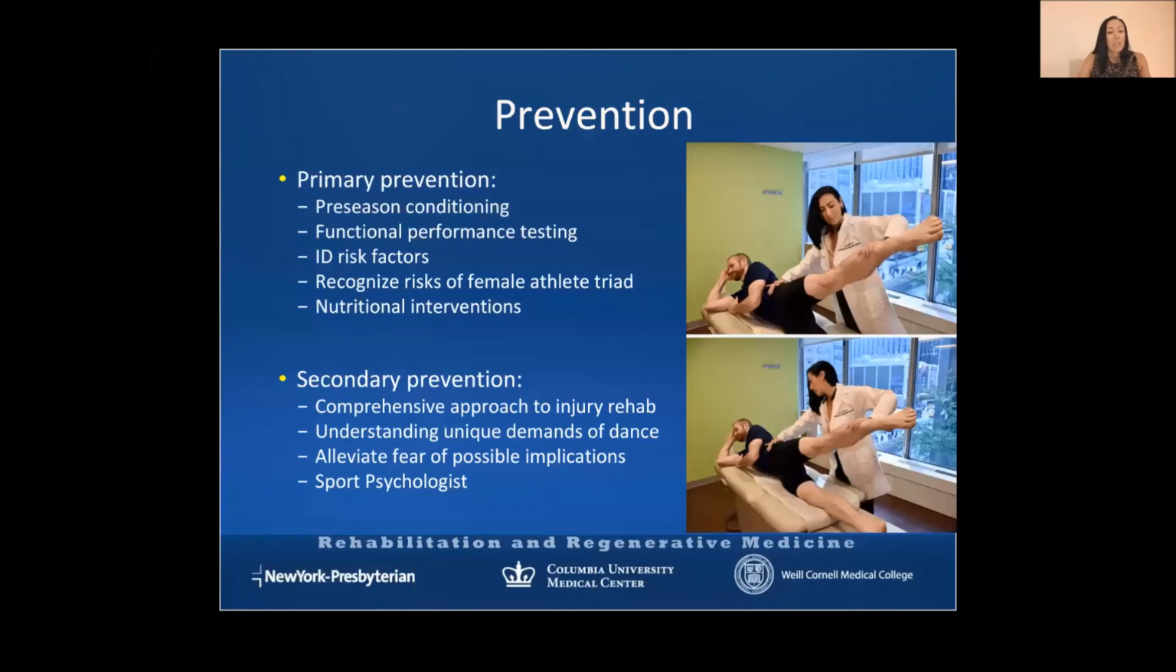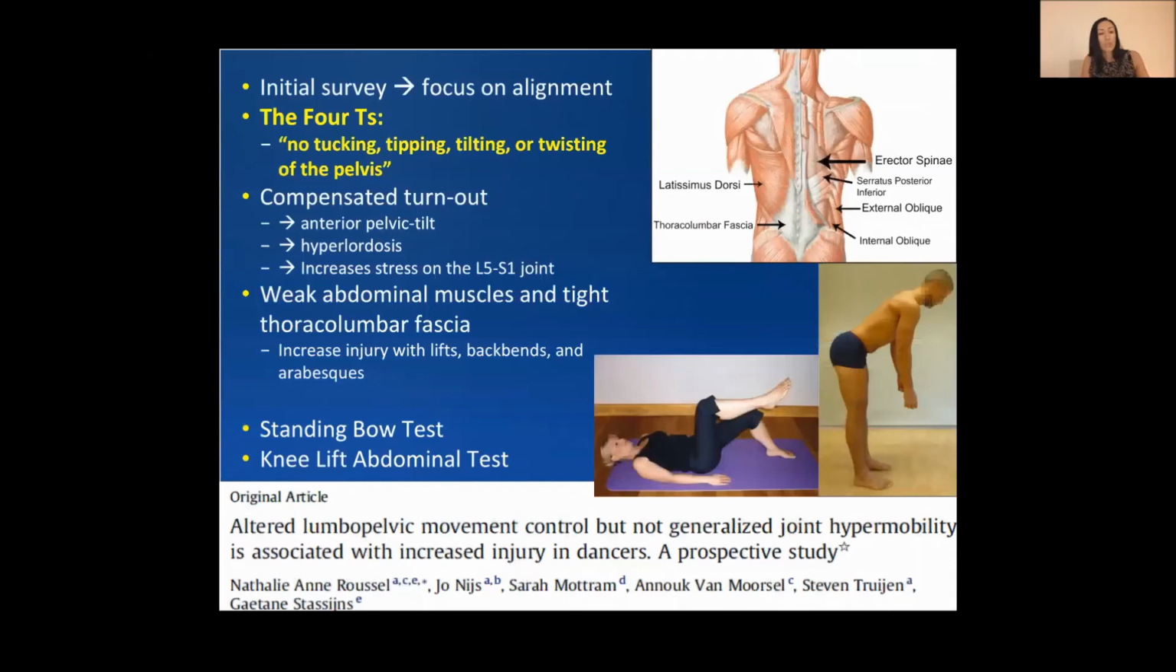When you are examining a patient, I really encourage you to look at their alignment and evaluate for any compensatory motion. Make sure they aren't doing any of those four T's I have listed there. And look for weak abdominal muscles. Look for the weak or the tight thoracolumbar fascia. There are two tests that have been shown to reliably evaluate the lumbopelvic movement, and that's the standing bow test, which is right there, and then the knee lift abdominal test.